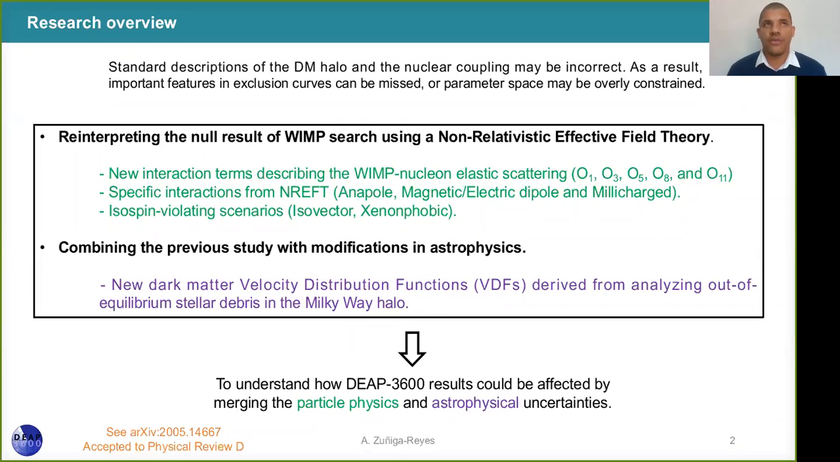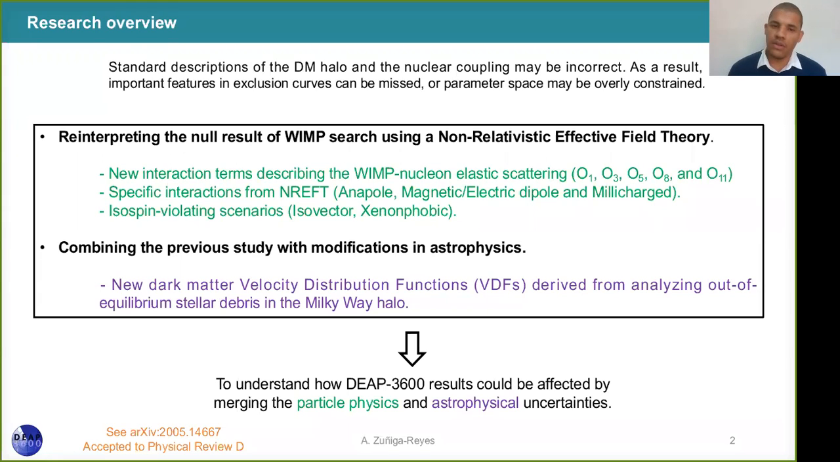And this effective theory allows us to consider new interaction terms describing the WIMP-nucleon elastic scattering. We use different effective operators. Also, we explore specific interactions that arise from combining some of these operators. For instance, we studied the anapole, the magnetic and electric dipole, and Millicharge cases. And in addition, isospin-violating scenarios like isovector and xenophobic were considered as well. All this part that I just mentioned is related to the particle physics involved.